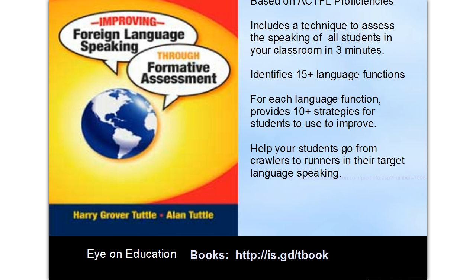There is a book, Improving Foreign Language Speaking Through Formative Assessment, which you may find helpful since it focuses on language functions and provides strategies for students to use or improve.